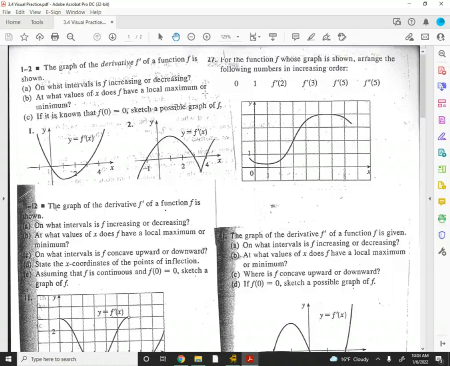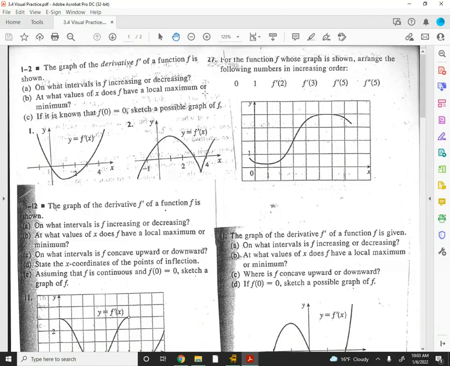Okay, numbers 1 and 2. We're going to work through 1 together, and then I'm going to have you try number 2 after I show you how this is. So here's the kicker. We have the graph of the derivative. And so that is what we're going to use.